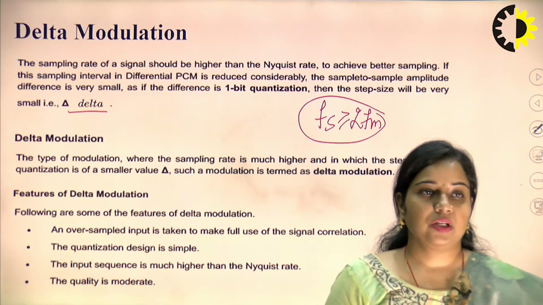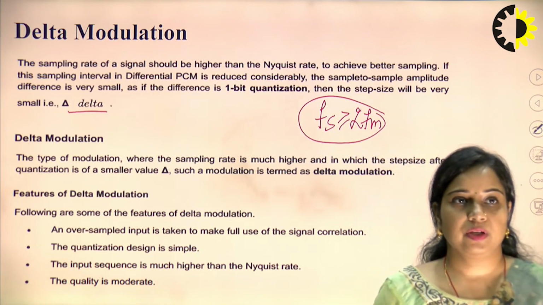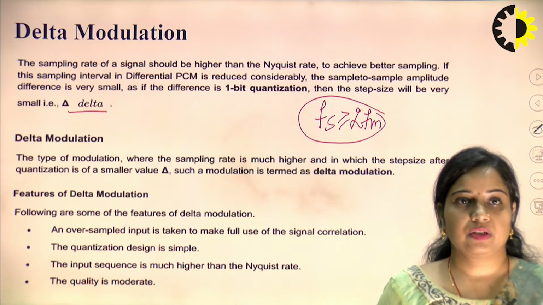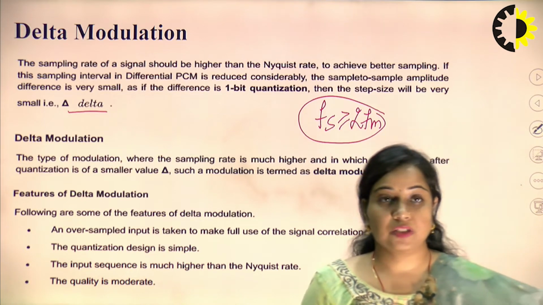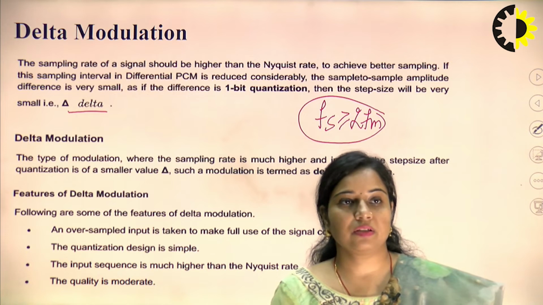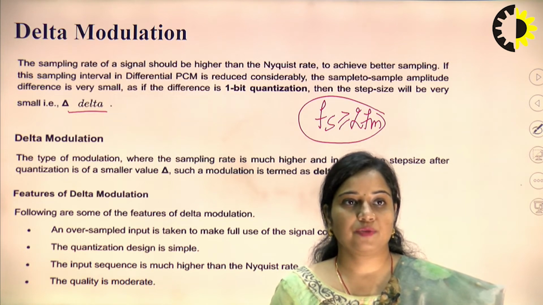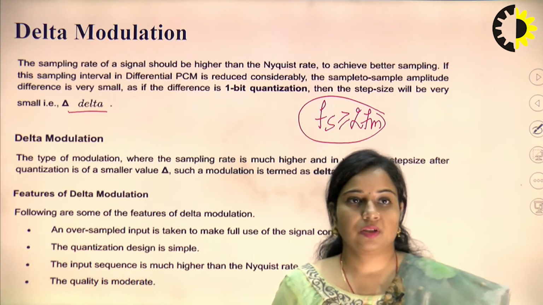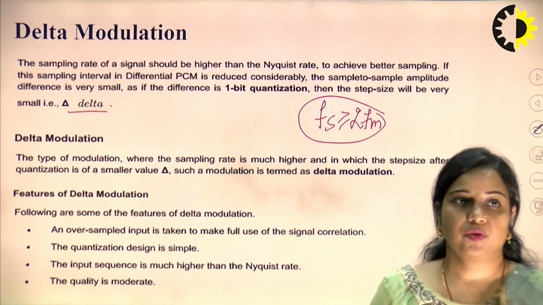So, delta modulation is the type of modulation where the sampling rate is much higher than the Nyquist rate and in which the step size after the quantization is of smaller value. Such a modulation is termed as delta modulation.